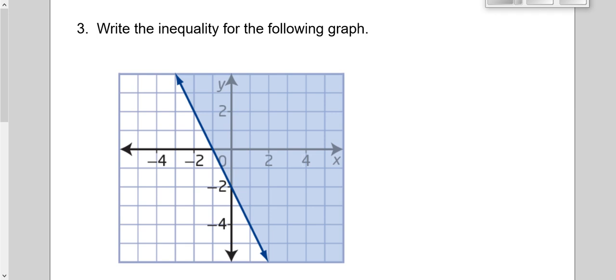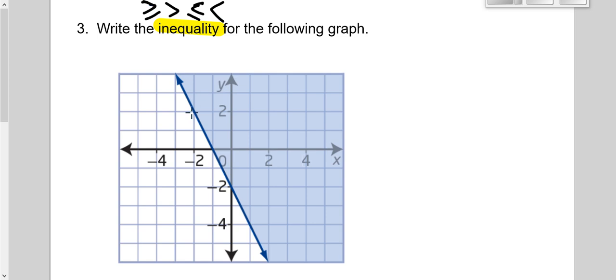Alright, so second last question, we're almost there. Write the inequality for the following graph. So the first thing that should come to your mind is inequality. So that means you either have greater than or equal to, or greater than, less than or equal to, or less than. Okay, definitely not the equal sign.